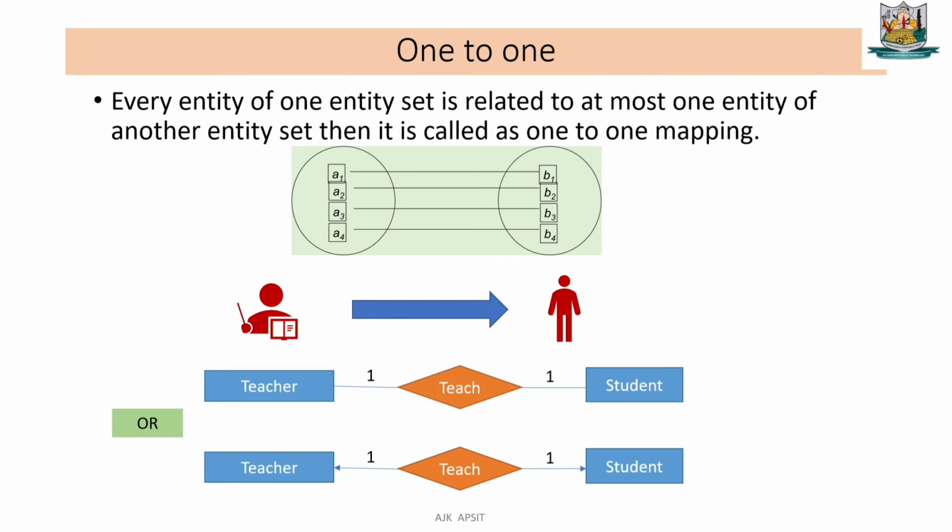Here a teacher is teaching a student. In the ER model it is denoted by writing 1 on the link of the relation. So this is the one-to-one cardinality, where every entity of one entity set is related to at most one entity of another entity set. Here one teacher is teaching one student. That is the one-to-one cardinality mapping. In the ER diagram, it is represented by writing 1 over the links of the relationship, or we can also use arrows and write 1 above the arrow.